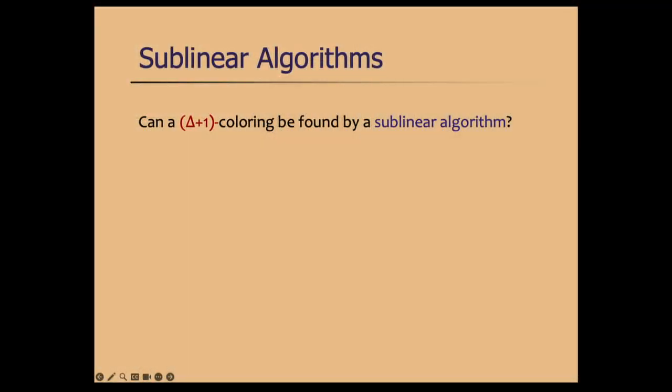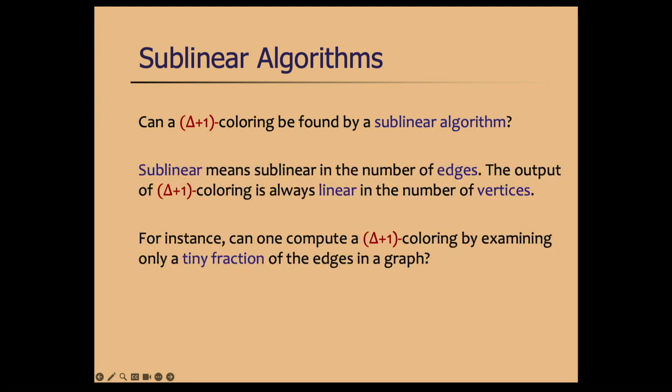So the motivating question for this talk is: can a Δ+1 coloring be found by a sublinear algorithm? Let me explain what we mean by a sublinear algorithm in this context. Sublinear here means sublinear in the number of edges in the input graph. The solution to the coloring problem itself is of size n because you have to assign a color to every vertex. So whenever I say sublinear from here on, it will be sublinear in the number of edges.